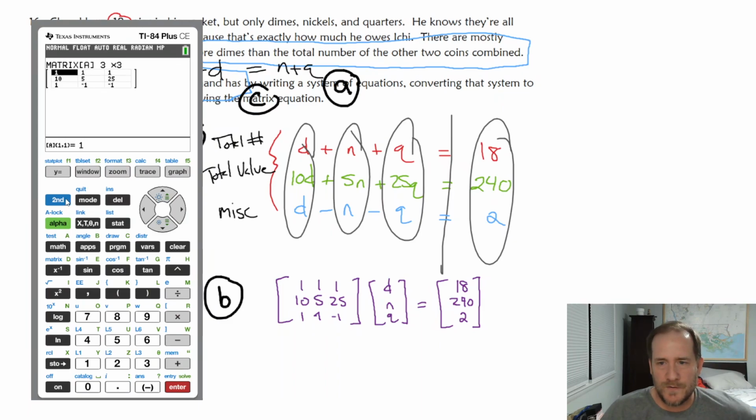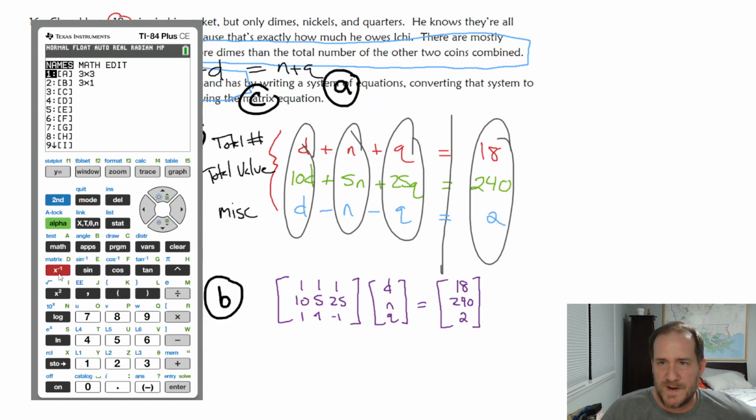Now I will go second matrix to get back in. This time I want to edit a different matrix, probably B, and its dimensions are only 3 by 1, and I want that one to be the answer matrix, the 18, 240, and 2. So I'll enter 18, 240, and 2. Enter. Alright, I will now quit, back to the home screen.